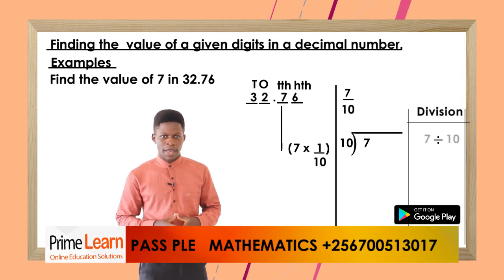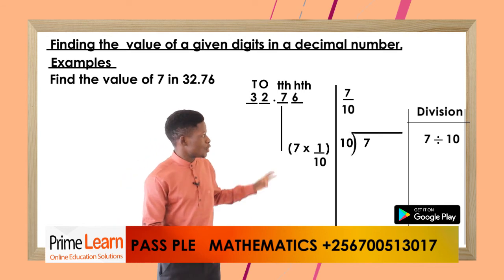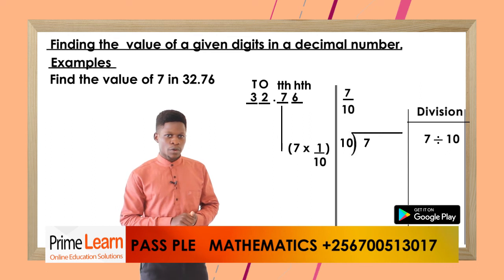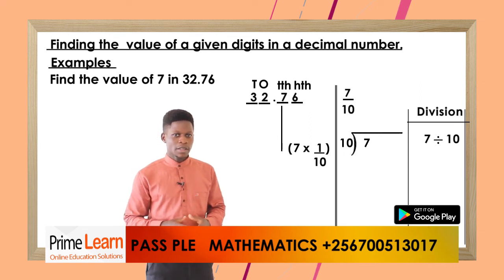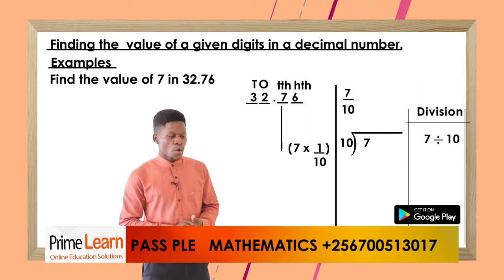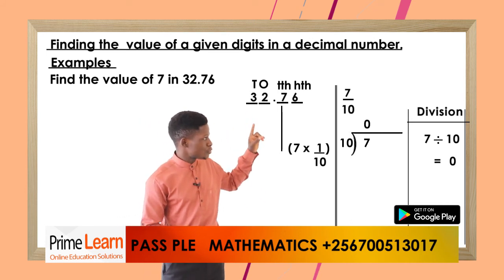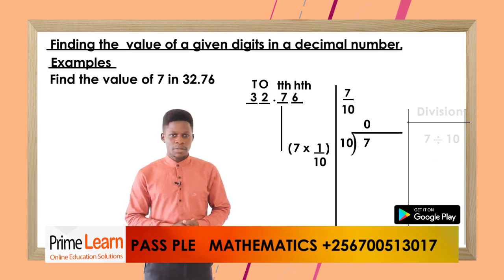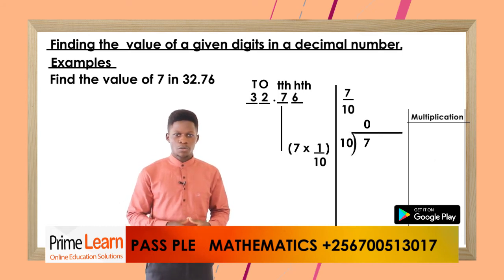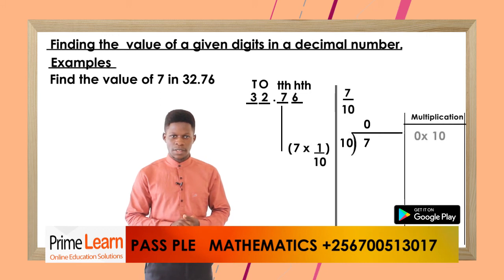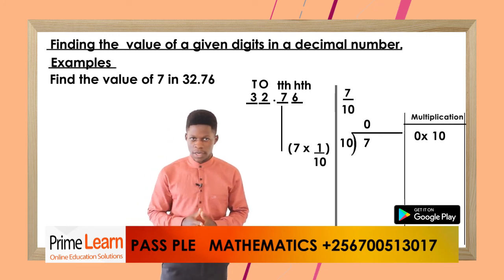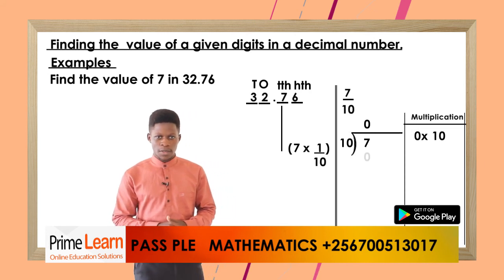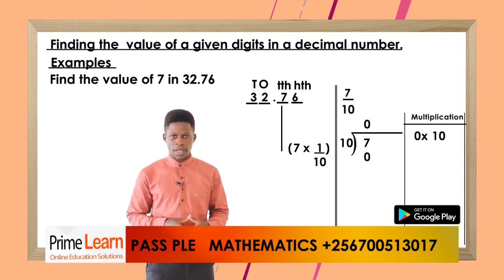Now we are going to divide 7 divided by 10. When you divide 7 divided by 10, it is not applicable because 7 is smaller than 10. What are we going to do? We are going to write a 0 there up in the place value of 7. The next step is multiplication. We are going to multiply that 0 we have written times the divisor, which is 10. So when you multiply 0 times 10, we are going to get a 0. So that 0 is going to be written here.